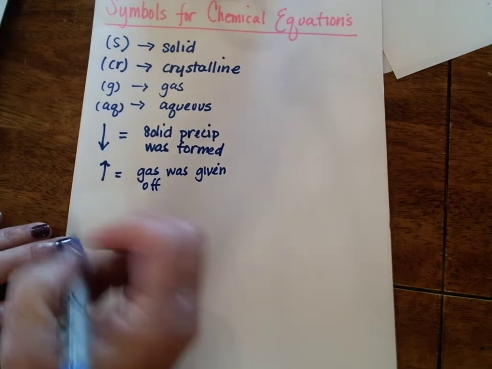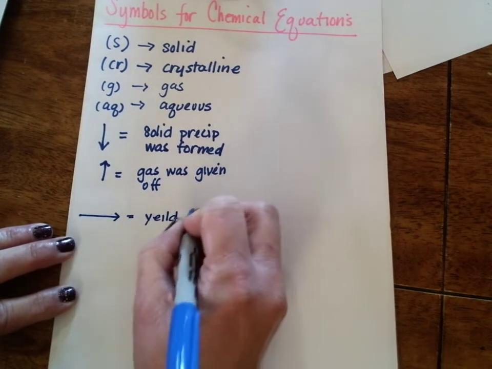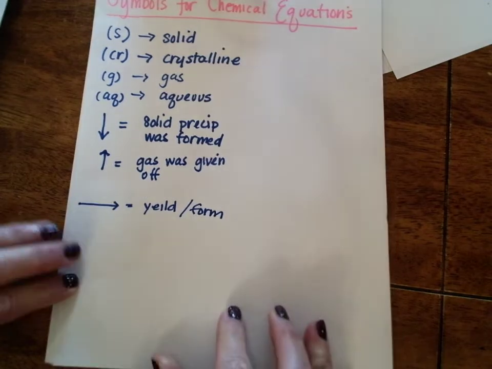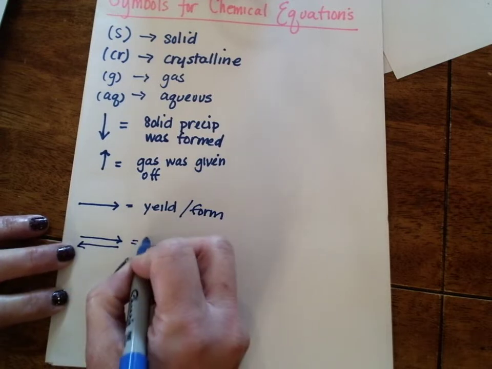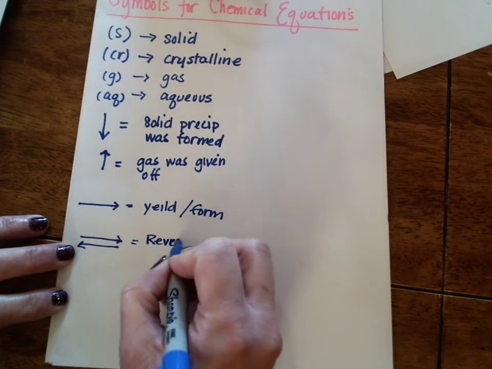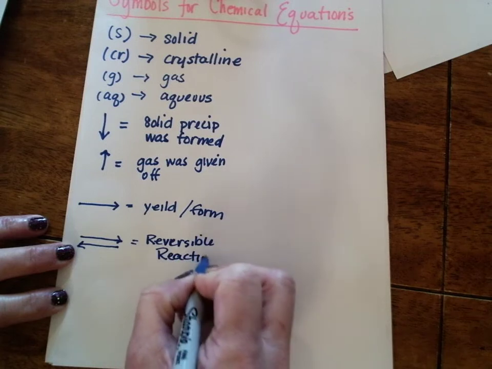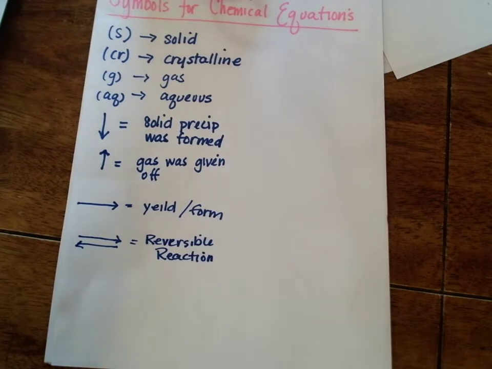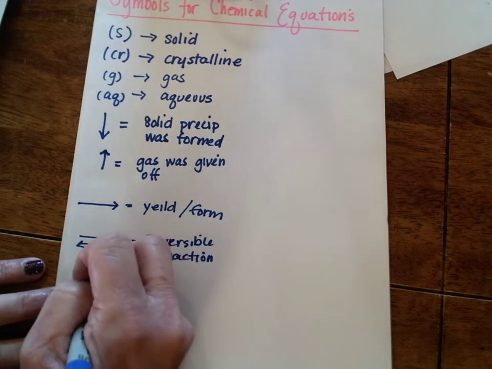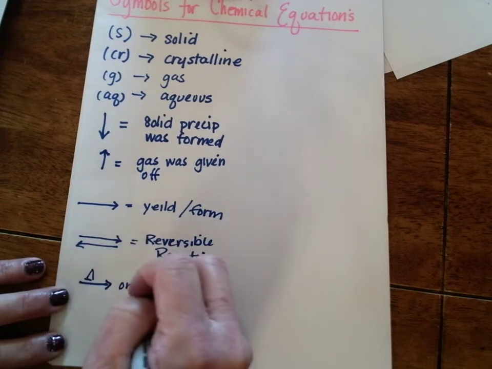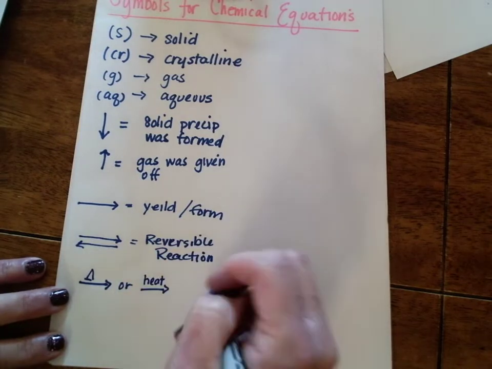And I'm just giving you the common ones. Obviously, we know this arrow. It means yields or forms. If I see this double arrow, that is called a reversible reaction. It means it can happen in both directions. So it's like equilibrium going back and forth. If I see something like this, the arrow with delta above it, or it could look like this, heat, that's telling me that the reactants are heated.